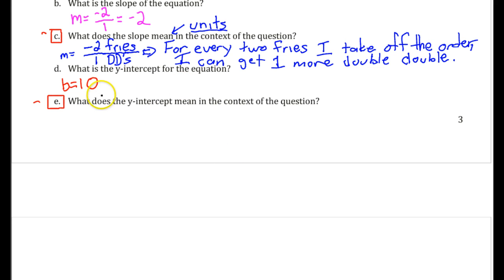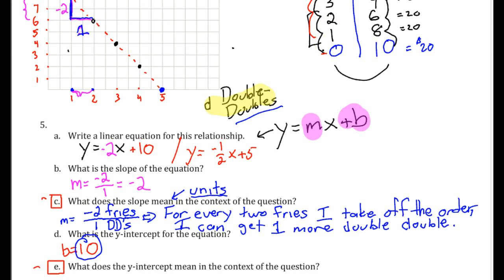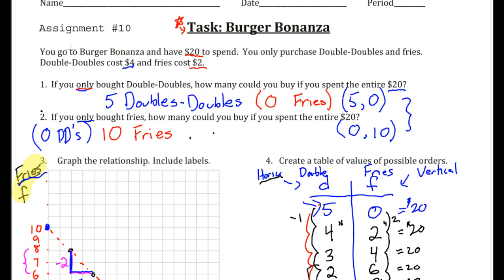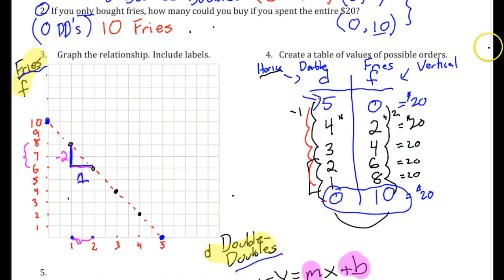What does the y-intercept mean? Again, what does this 10 mean? You might go back to your table. Well, the y-intercept of 10 is 0, 10. And really, if you go way up here, that's where it all started. Well, that's if you only bought fries. If you only bought fries, you can afford 10 orders, and that costs $20. So some of these questions are, well, come up with it. Others are just kind of look back. It's like summarizing. You already did the work, just kind of summarize it in a sentence.